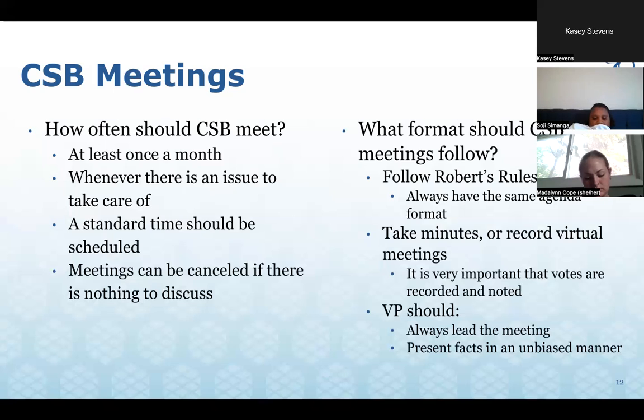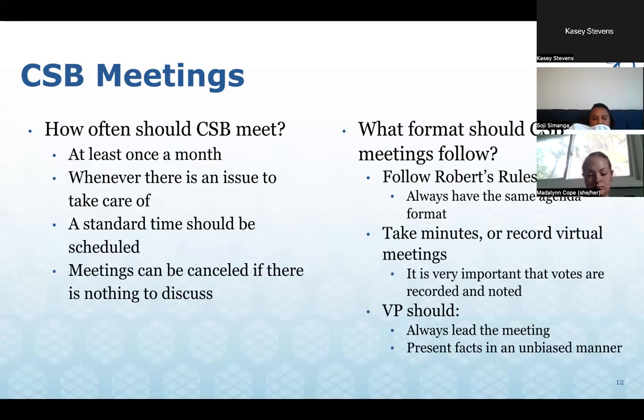Absolutely take minutes, or if it's a virtual meeting, record it. It's very important that when a chapter standards board is voting on something, those votes are recorded and noted. It's also very important that if you're meeting with a member, that discussion is recorded in a way so that if, say, they appeal to National Standards Board on a dues waiver or whatever it might be, you have all the documentation on your side to say, this is what we discussed and this is how we voted. That's it.